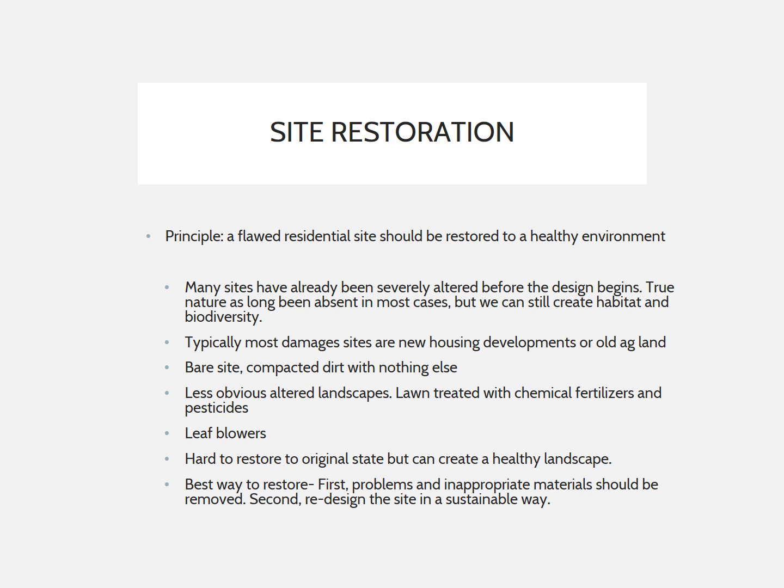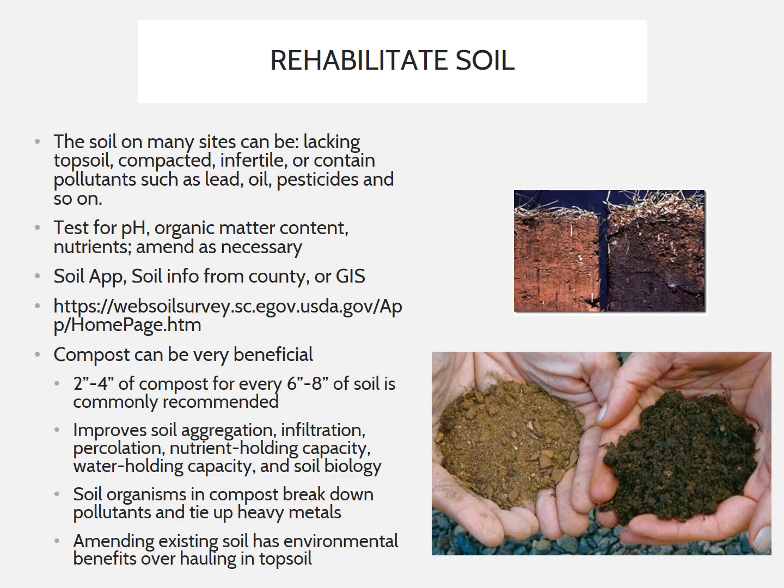So the best way is to restore it. First, problems and inappropriate materials should be removed. And then second, redesign the site in a sustainable way. Rehabilitate the soil. The soil on many sites can be lacking in topsoil, can be compacted, infertile, or contain pollutants such as lead, oil, pesticides, and so on. So you can get your soil tested. You can test the pH, organic matter content, and the nutrients, and then amend it as necessary.